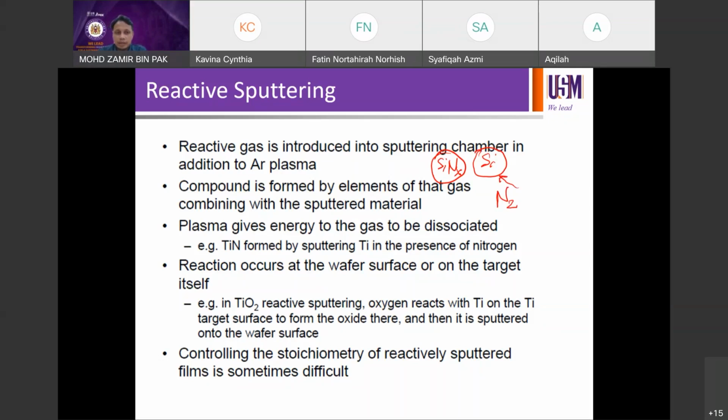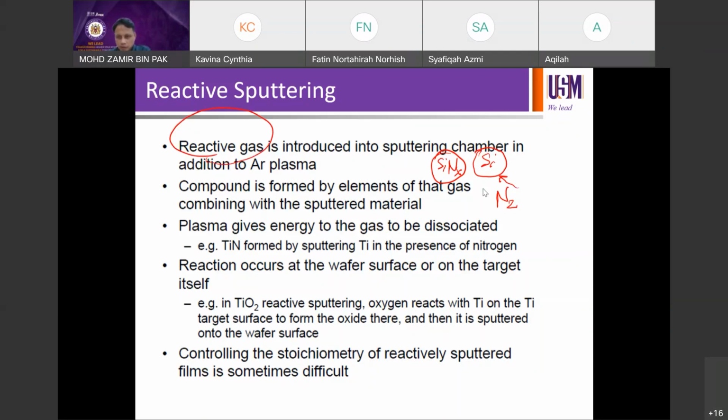That is called reactive sputtering. Reactive gas is introduced in the sputtering chamber in addition to Ar plasma. So you already have the plasma going on in the chamber, but then you introduce a gas that will eventually react with the sputter target in order to produce a compound. The compound is formed by elements of that gas combining with the sputter target material.